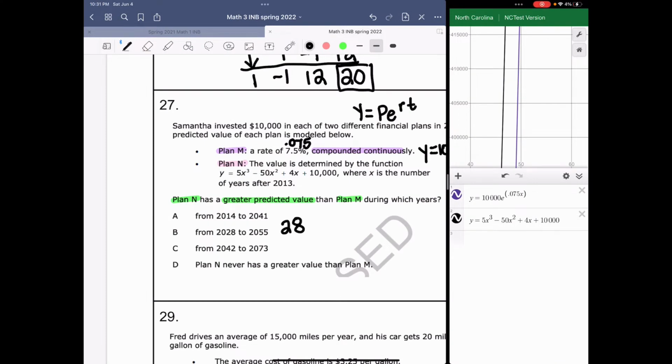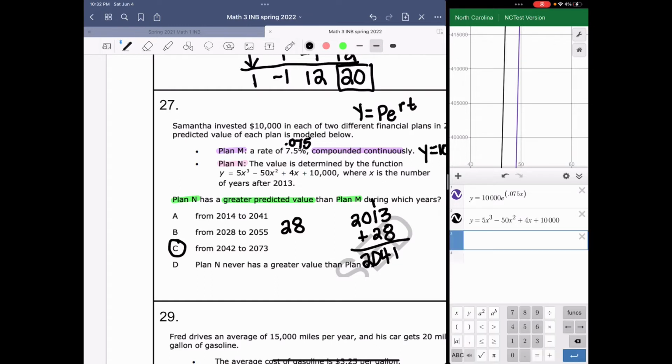Well, if we started in 2013, then we're going to add 28 years to that. So 8 plus 3, that's going to give me 11, and that's going to be 4. So 2041. Well, obviously, give or take a year because it's approximate. So we would say it started in 2042. So in 2042, that's when it began. Now, this says that it stopped in 2073.